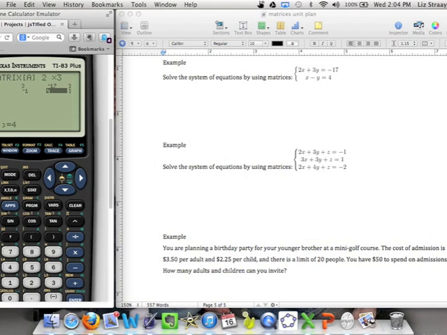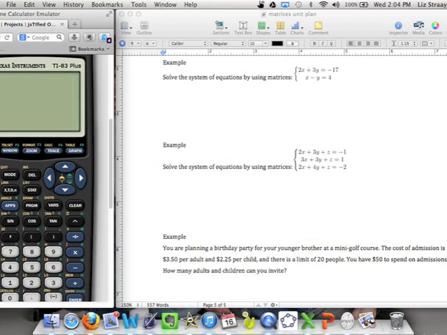Then what that form is called when it has diagonals of 1s and everything else as 0s is called reduced row echelon form. It's a really fancy name. We just call it RREF. So to make your calculator do that, we're going to go back to the home screen. I can clear out all our stuff from yesterday.